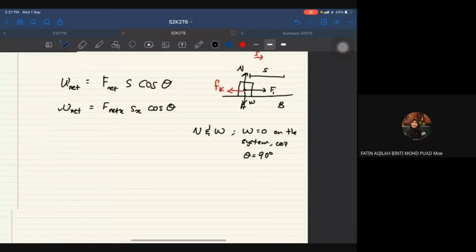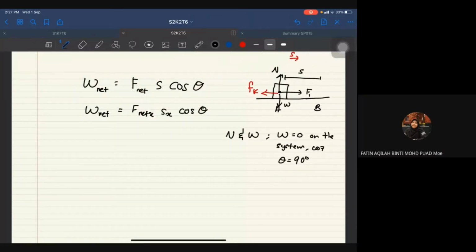Now if I want to substitute my F net x, so summation of F net x actually equals F1 minus Fk for this situation. So here you can write my W net is equals to F1 minus Fk multiply with s x multiply with cos theta. If the question asks you to find the total work done on the system, net work done on the system, work done on the system.